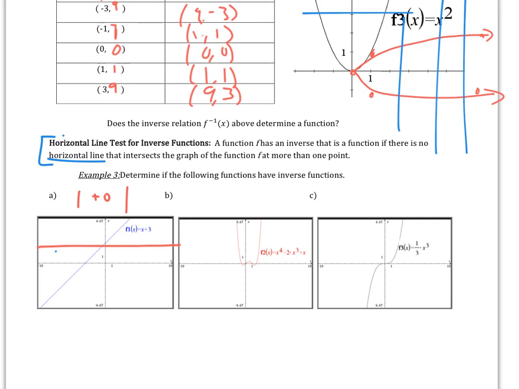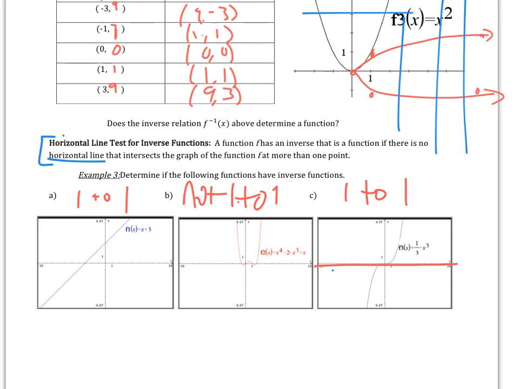1-to-1. This function here, if we bring our vertical line over, it crosses a lot of places. So this is not 1-to-1. And this one over here, we have lots of single intersections, and so it never hits twice. So this is 1-to-1.